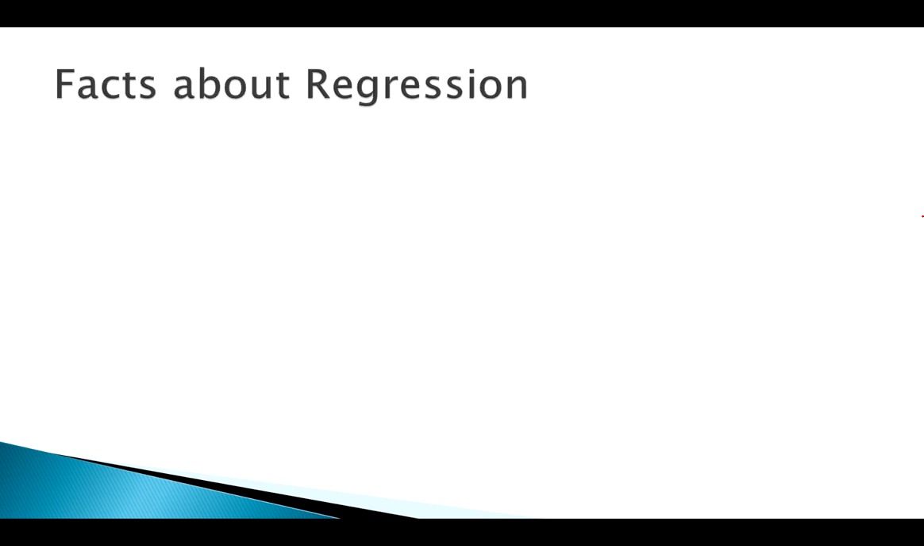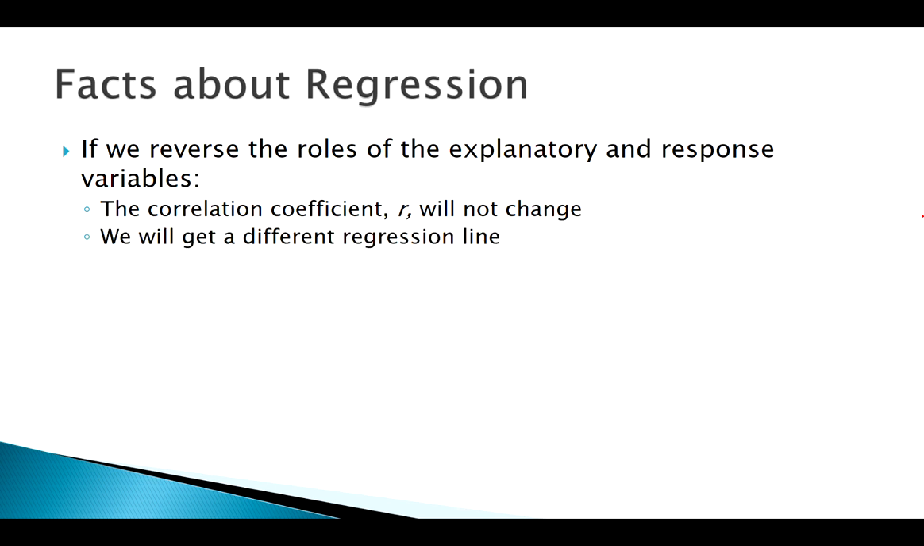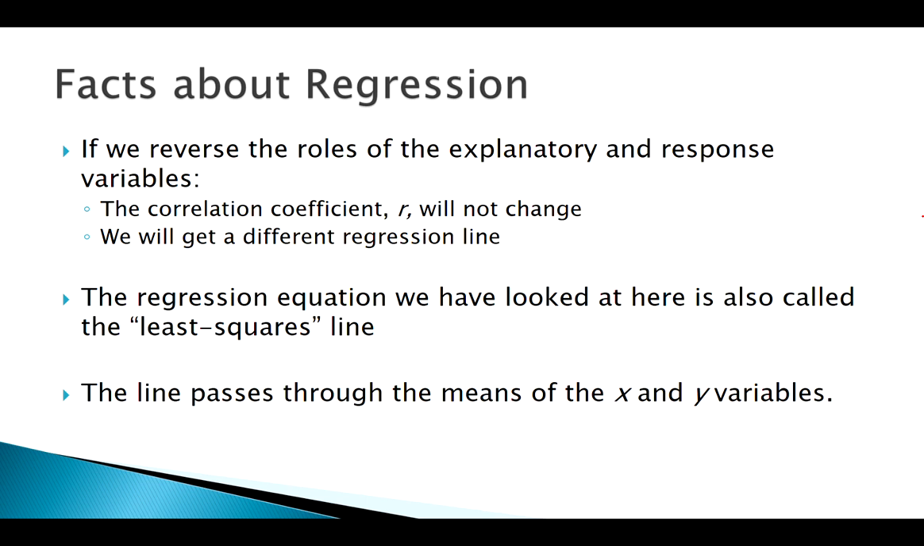All right, so to wrap up, just a couple basic facts about regression. What if I flip-flop x and y? Well, the correlation coefficient won't change. Your calculation of r, you were just multiplying stuff. So that won't change, but your regression line will change. So watch out for that. We mentioned that it's called our least squares line, and that least squares line does pass through x bar and y bar.